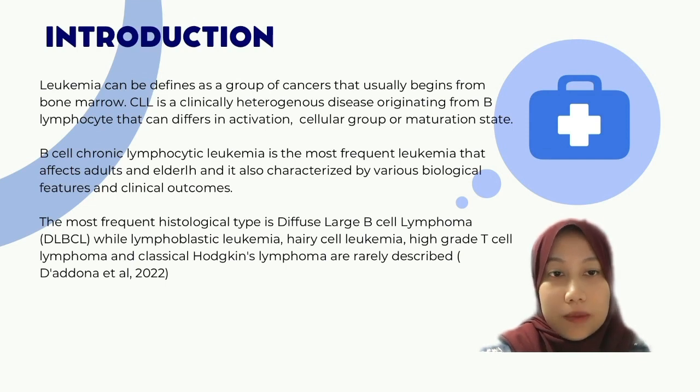There are several types of chronic lymphoid leukemia. The most frequent histological type is diffuse large B-cell lymphoma, while lymphoblastic leukemia, hairy cell leukemia, high-grade T-cell lymphoma, and classical Hodgkin's lymphoma are rarely described according to D'Adona.